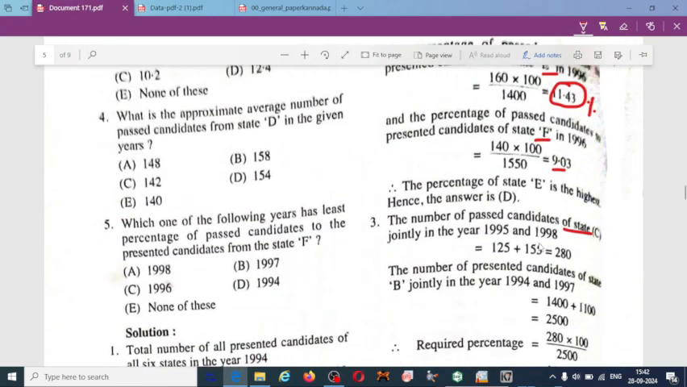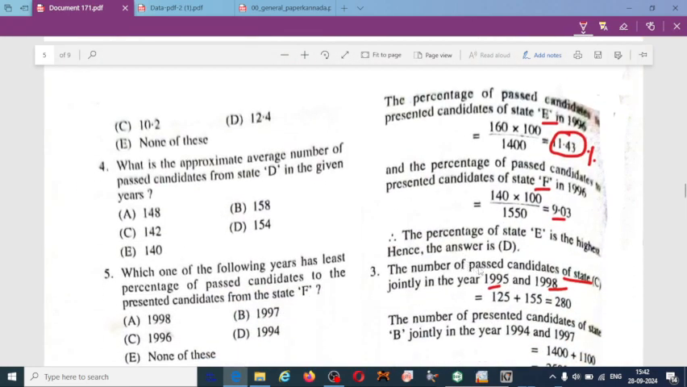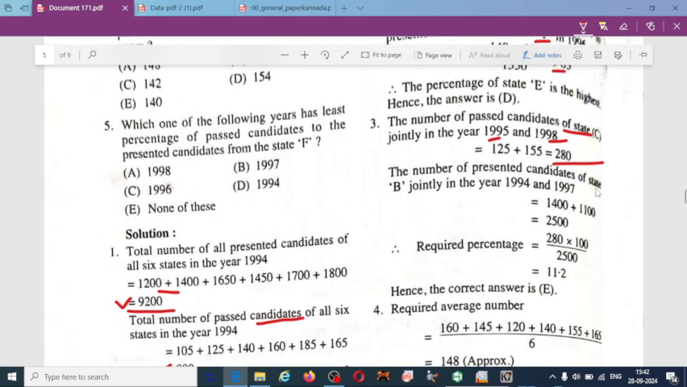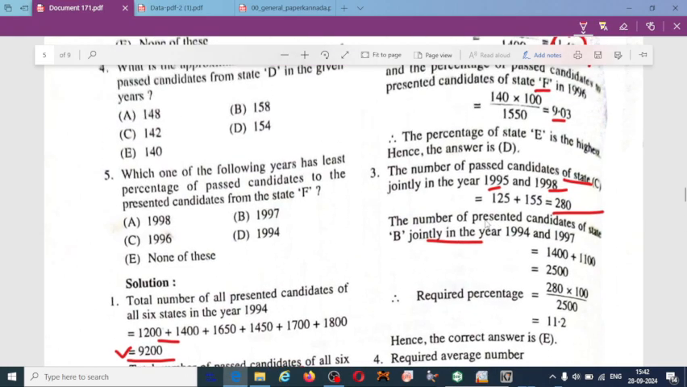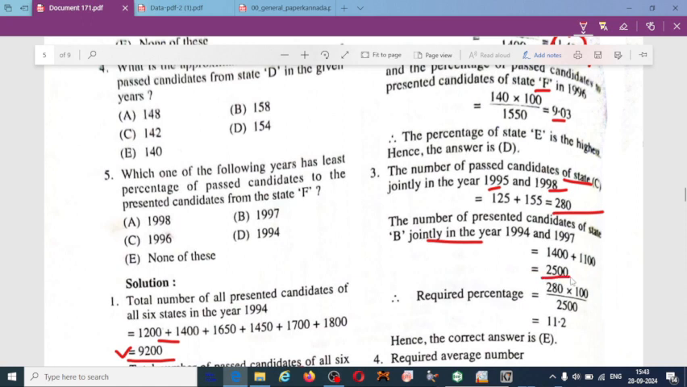The number of passed candidates in the years 95 and 98, you should add up. How many are there here? 125 for 95 and 155 for 98. Add up, how much do you get? 280. Number of presented candidates of state B jointly in the years 94 and 97: the presented candidates are 1,400 and 1,100. How much here? Presented 2,500.